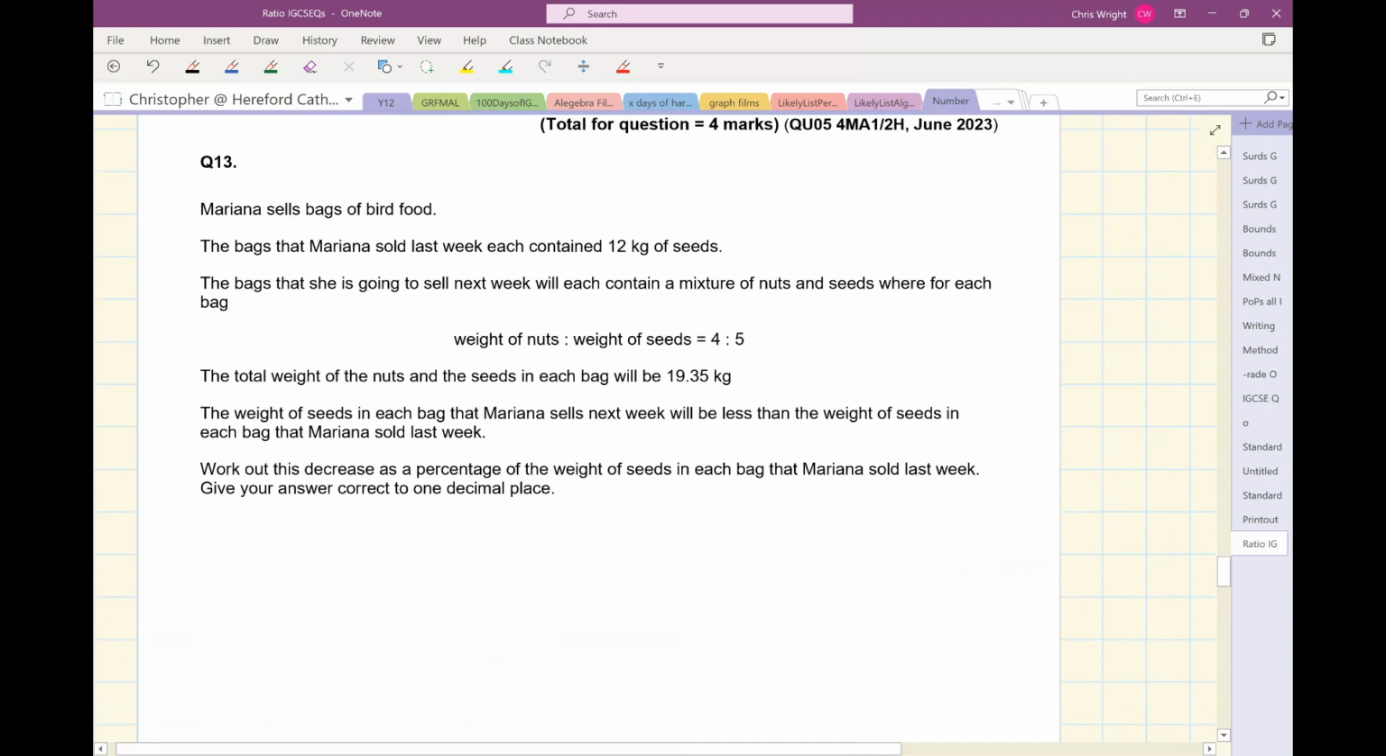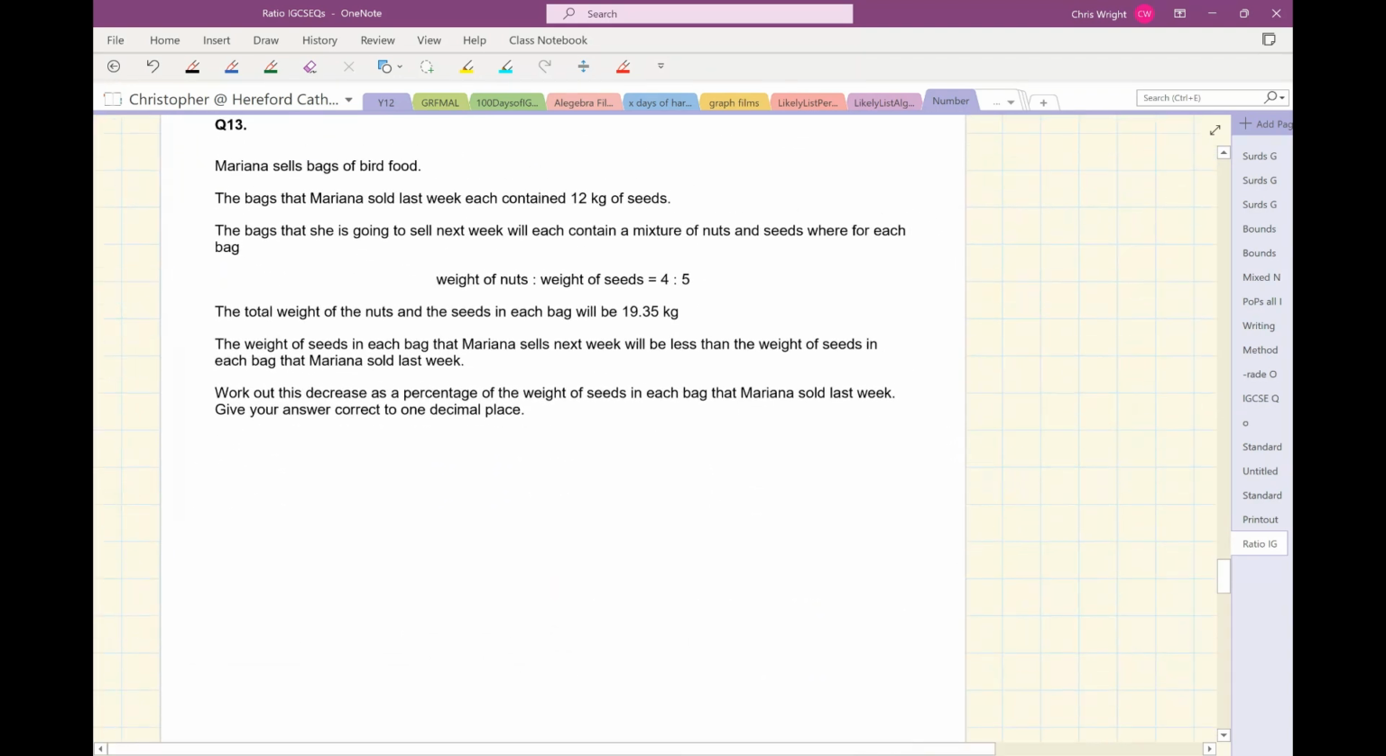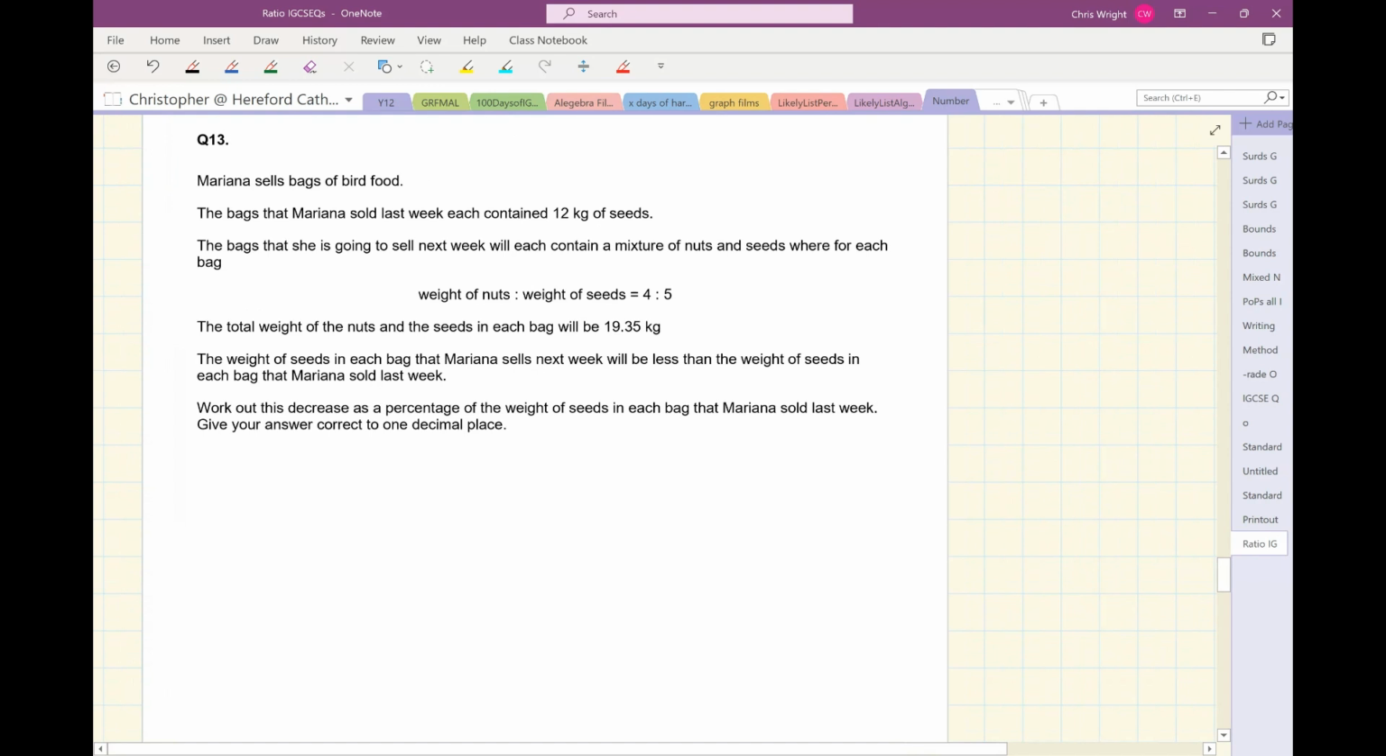Right, question 13. Mariana sells bags of bird food. The bags that Mariana sold last week each contained 12 kilograms of seeds. The bags she's going to sell next week will each contain a mixture of nuts and seeds, where for each bag, the weight of the nuts to the weight of the seeds is 4 to 5. The total weight of the nuts and seeds in each bag will be that. Okay, wait a minute, now we're in business.